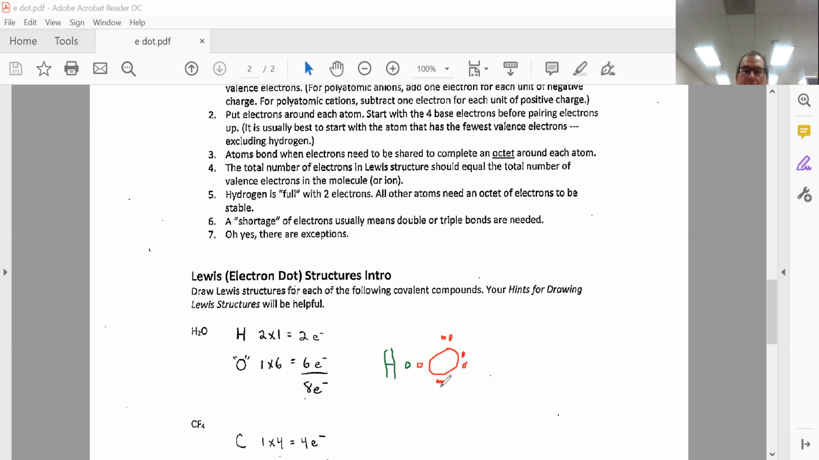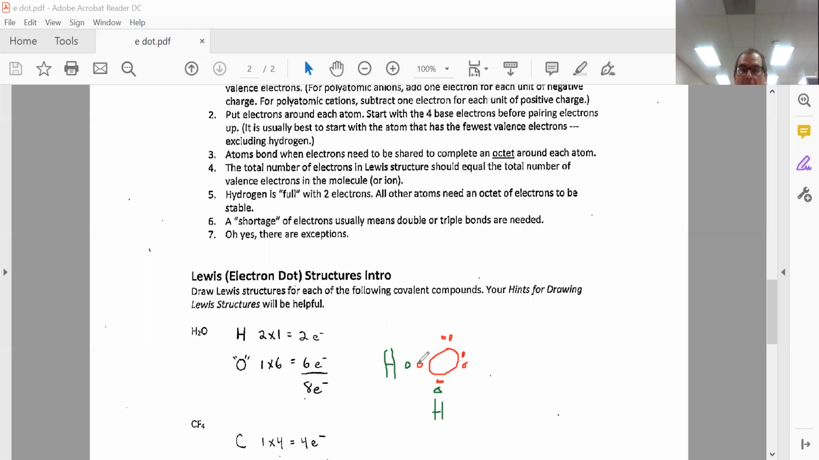And I'm going to do the same thing. I'm going to put one here, and I'm going to put an H right here. And now I'm going to look at this. It says the total number in the Lewis structure should equal the total number of valence electrons in the molecule. So I'm supposed to have 8. I have 2, 4, 6, 8. I have 8 around the oxygen, which is what I should have.